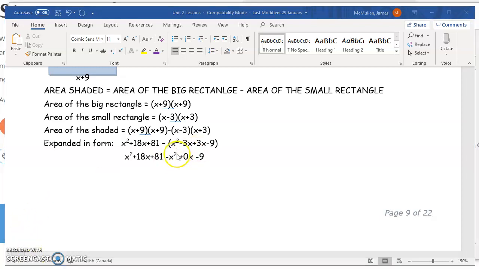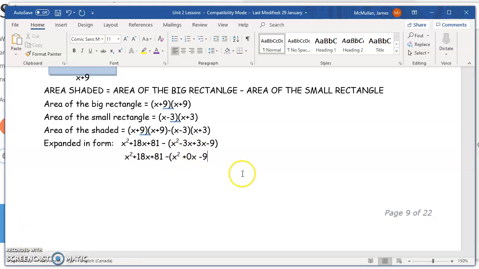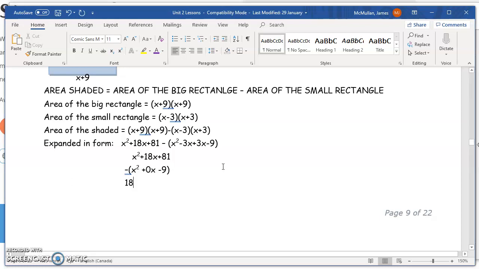Okay. Now we have to be careful here. The subtraction is a bracket, right? So like what I was doing yesterday where you put it underneath, it might be worth doing that here. So we'll take this and put it underneath so that everything's lined up. There we go. And now I can actually do the subtraction. x squared minus x squared is 0. 18x minus 0x is 18x, and then 81 take away negative 9 is 90.